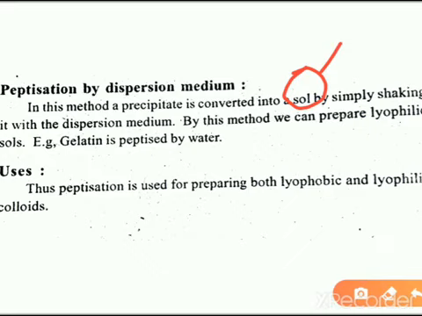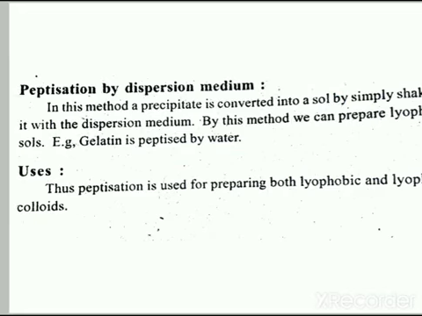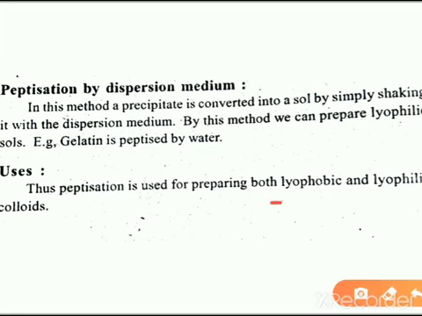For example, gelatin is peptized by water. It is an example of peptization by dispersion medium. Peptization is used for preparing both lyophobic as well as lyophilic colloids. Lyophobic and lyophilic colloids are formed by using these methods, that is, peptization by ions and peptization by dispersion medium. By peptization by ions, there is a formation of lyophilic colloids. In peptization by dispersion medium, there is a formation of lyophobic colloids.